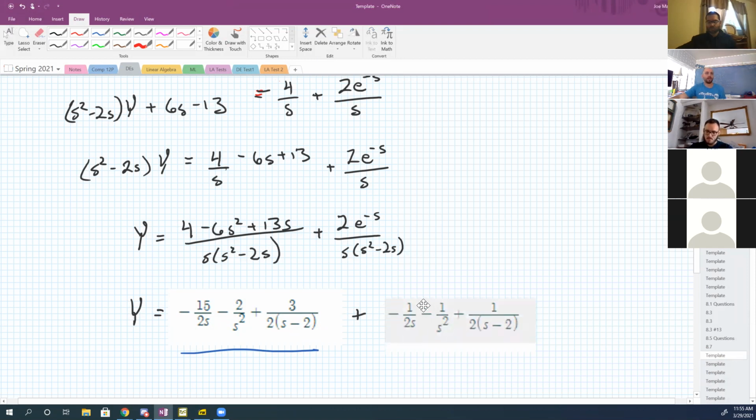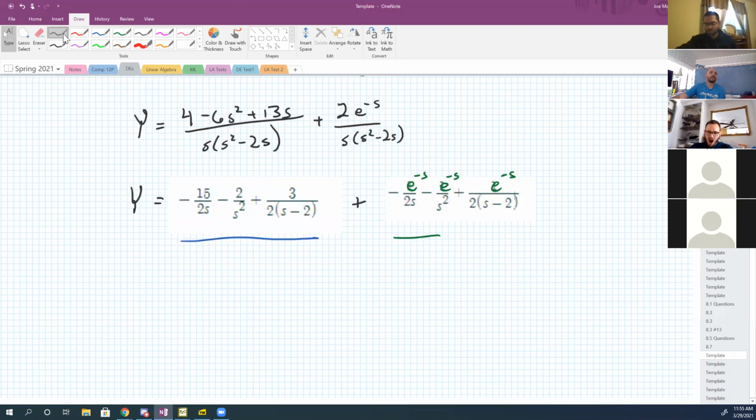Okay, so here is the green thing. What have I lost? I always lose this. Good, I lost my e to the minus s here. So each of these guys has an e to the minus s on top. Okay.